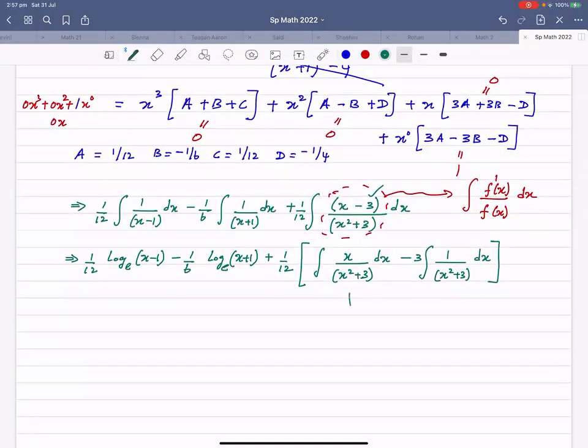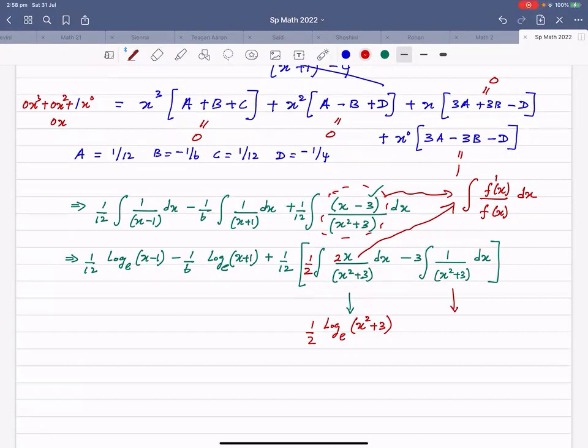Now, what about this one? So here you apply this rule here, right? So that is nothing but log e x squared plus 3, right? And you're going to put half here. Why half? Because you have to put 2 here, then only you are fulfilling f dash x, right? And then you are going to multiply by half there. I hope you understand what I'm saying here, right? Then minus 3. Okay, I will do it separately.